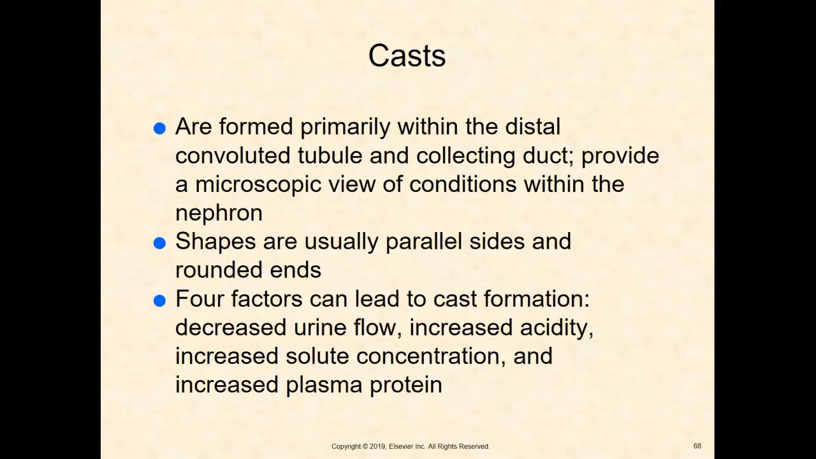So next are casts. These are formed up in the distal convoluted tubule and the collecting duct. They can give us a microscopic view of conditions that are happening up in the nephron, so that can be very helpful. So the shapes usually have parallel sides and some rounded edges, and there's 4 factors that can cause casts to form. I'm going to show you a picture of them here in just a minute. Having decreased urine flow, so let's say you're dehydrated, okay, not going to the bathroom much. Increased acidity. Increased solute concentration, which would mean having a high specific gravity, and having increased plasma proteins.